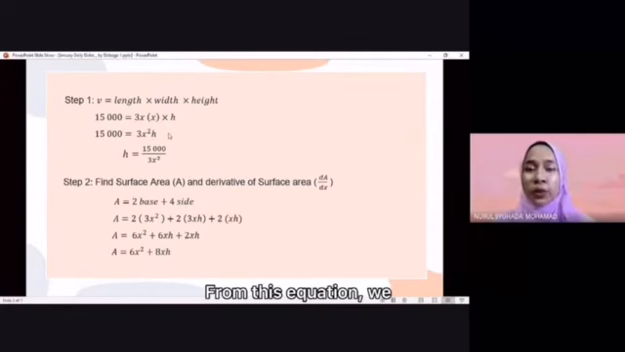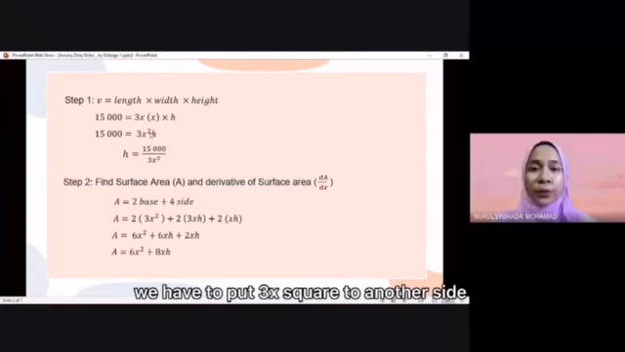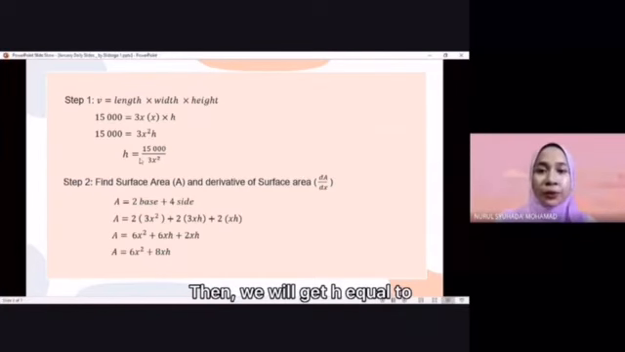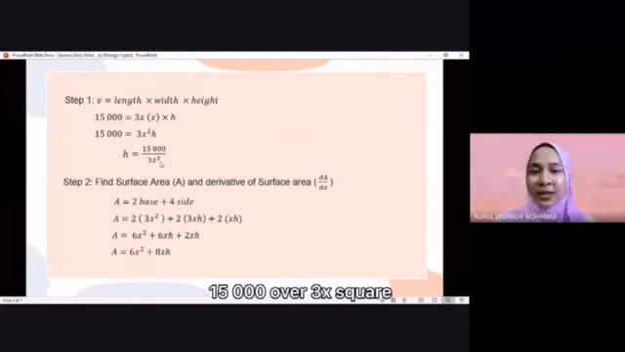From this equation, we only have to find one value of one variable. It means if we want to find h, we have to put 3x squared to the other side. Then we will get h equal to 15,000 over 3x squared.